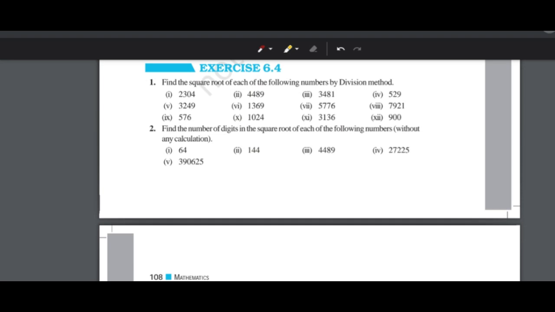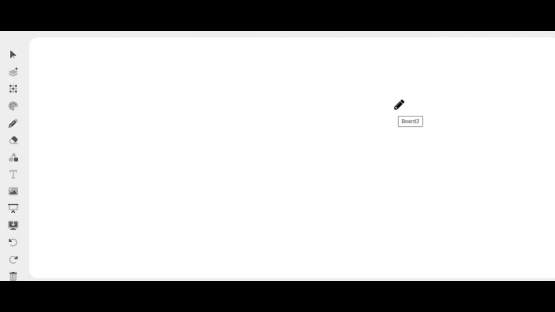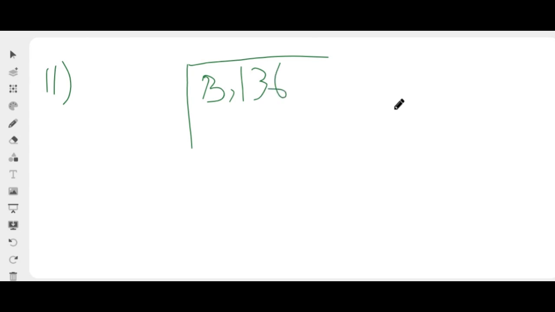3136. Now first I have to divide with the exact number that will give me 31 or maybe a smaller number. This is the 11th part. 3136. Can you tell me which number I will use here? In which table is the exact number present, maybe less than or equal to 31? 4 4s are 16. 5 5s are 25. 5 6s are 30.